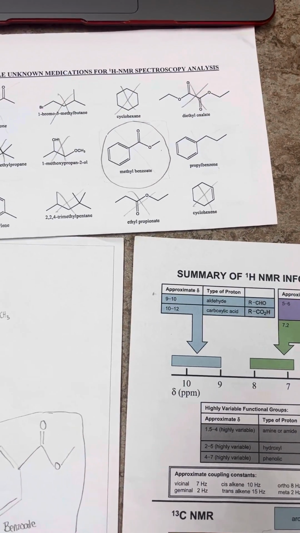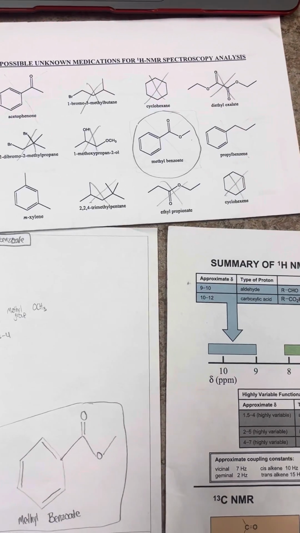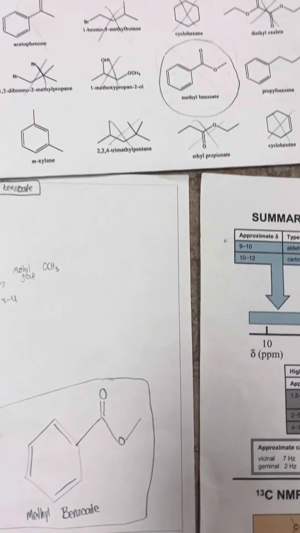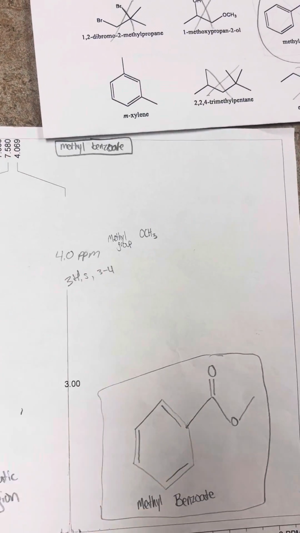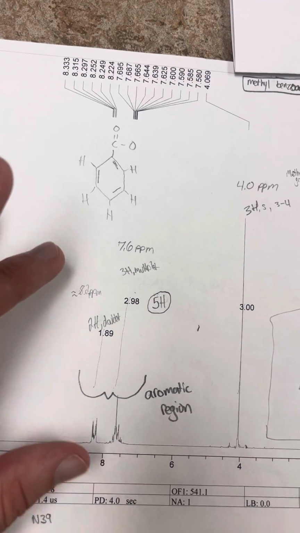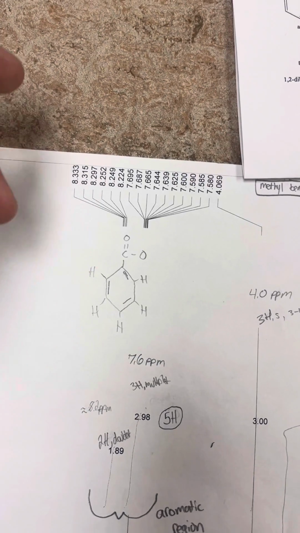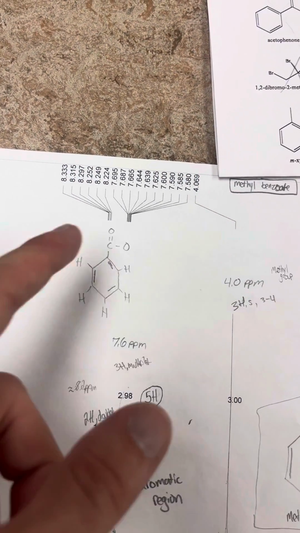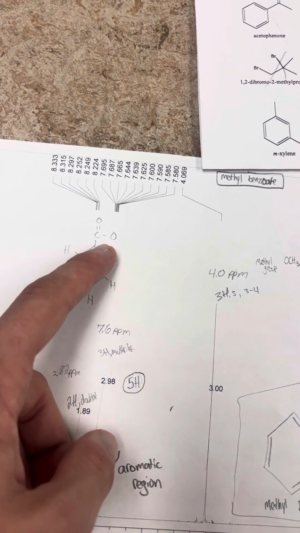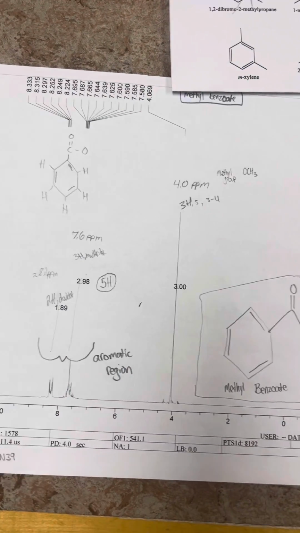The splitting pattern correlation is correct because of the OCH3 singlet. And then I drew out the aromatic ring along with the double bonded oxygen. And this single bonded oxygen correlates with the OCH3, becoming combined.